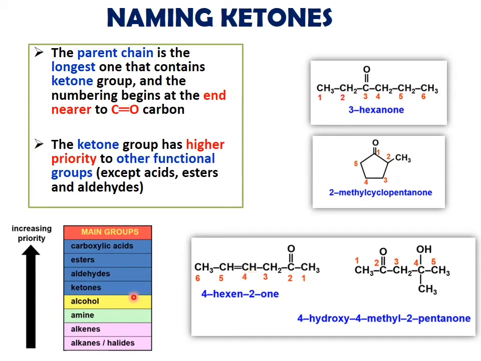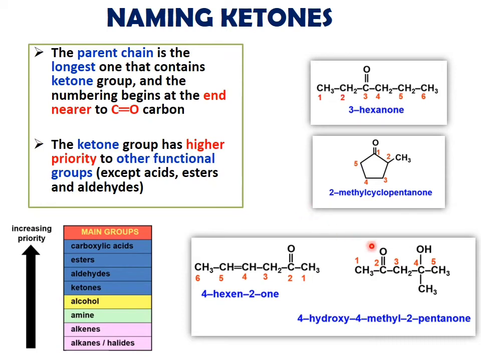Because ketone has higher priority than alkene. So here number 1 must start at the right side because ketone won just now. 1, 2, 3, 4, 5, 6. So it becomes 4-hexen-2-one. 4 refers to the position of the double bond, 2 refers to the position of the C double bond O.